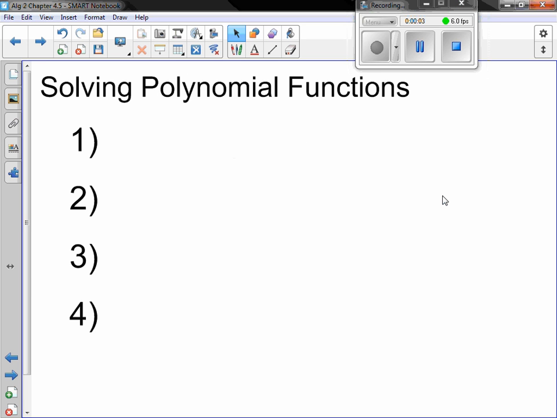What we're starting today is bringing everything we've done together with solving. We're going to spend pretty much this entire week solving these higher degree polynomial functions, because that's what we've been trying to get towards. With everything we've been doing, our division, our factoring, all of this has been leading up to solving these equations.